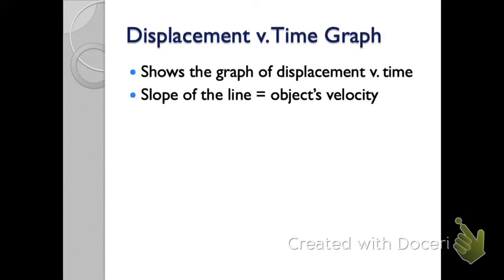So on this displacement versus time graph, we said the slope of the line is the same as the object's velocity. But I think maybe we need to do a little review with slope. How do you calculate the slope of a line? Do we need to talk about that a little bit? Okay, so let's pull up some graph here real quick.